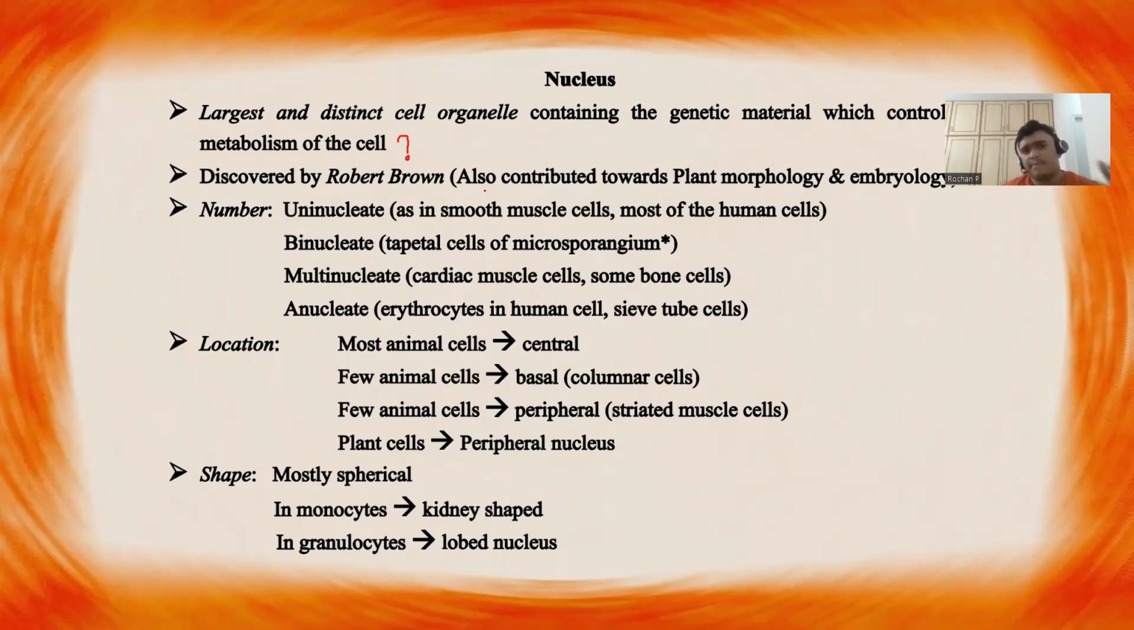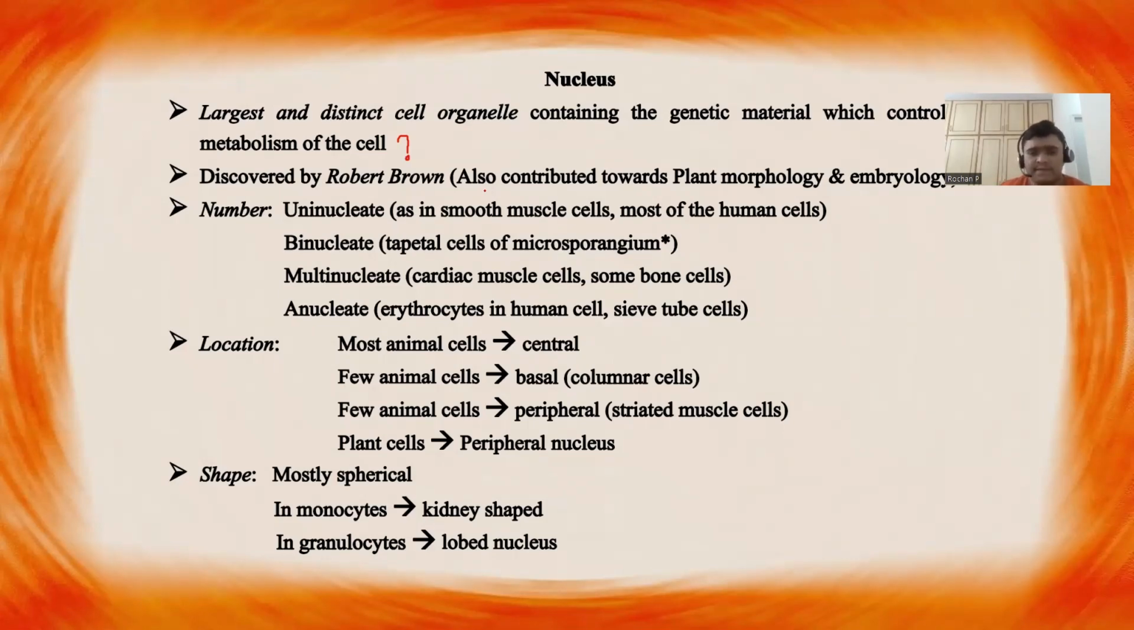Next, to go with the number of nucleus. This is very simple. What I mean by number of nucleus is how many nucleus can a cell have. To go with the first condition, uninucleate condition means a cell has a single nucleus, which is seen in most of our animal cells like smooth muscle cells and etc. Okay, next condition is binucleate condition. Binucleate condition means a single cell has two nucleus in it.